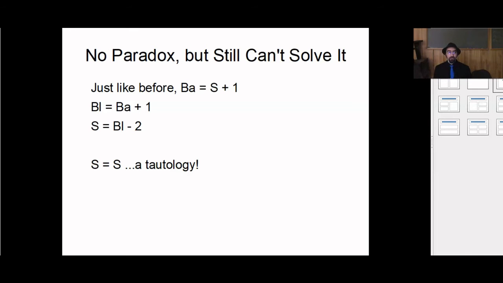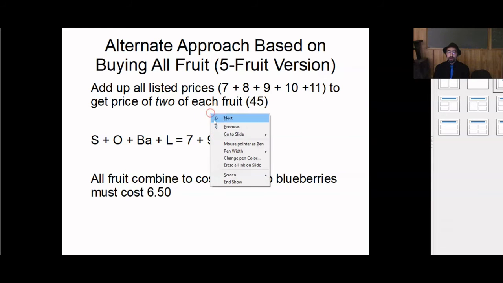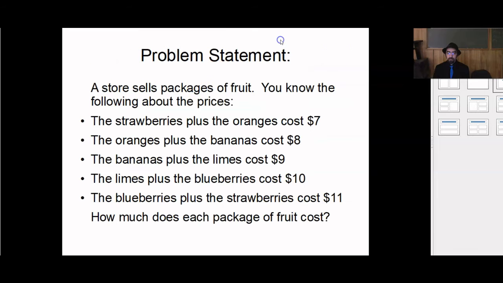Now, with this notion where we ask ourselves how much does one of each fruit cost, that actually leads to what can be a faster way of coming up with a solution. So an alternate approach, let's do the 5-fruit version where we know there's a solution. What if we add up all the listed prices? That would get us the prices of 2 of each fruit. If we go back to the rules, if we add up strawberries and oranges, plus oranges and bananas, plus bananas and limes, etc., we would get 2 of each package of fruit. Add up these prices, we get that 2 of each fruit cost 45.